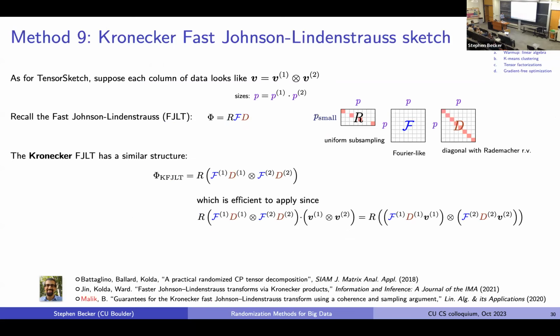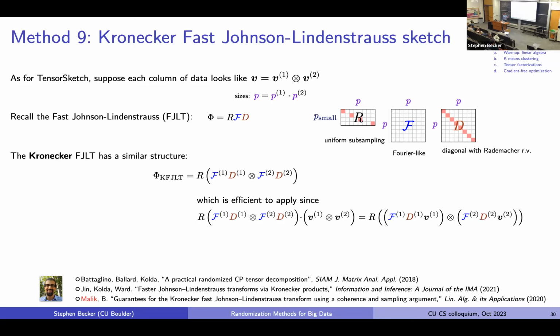Okay, so let's build a little bit to the climax of our structured sketches to put all these things together. And here's a fancy sketch. This is the Kronecker fast Johnson-Lindenstrauss sketch, where I'm just picking adjectives and adding them all together. It's the same idea as the tensor sketch, where we combined little count sketches. We're going to take these fast Johnson-Lindenstrauss sketches and combine them in a special fashion.